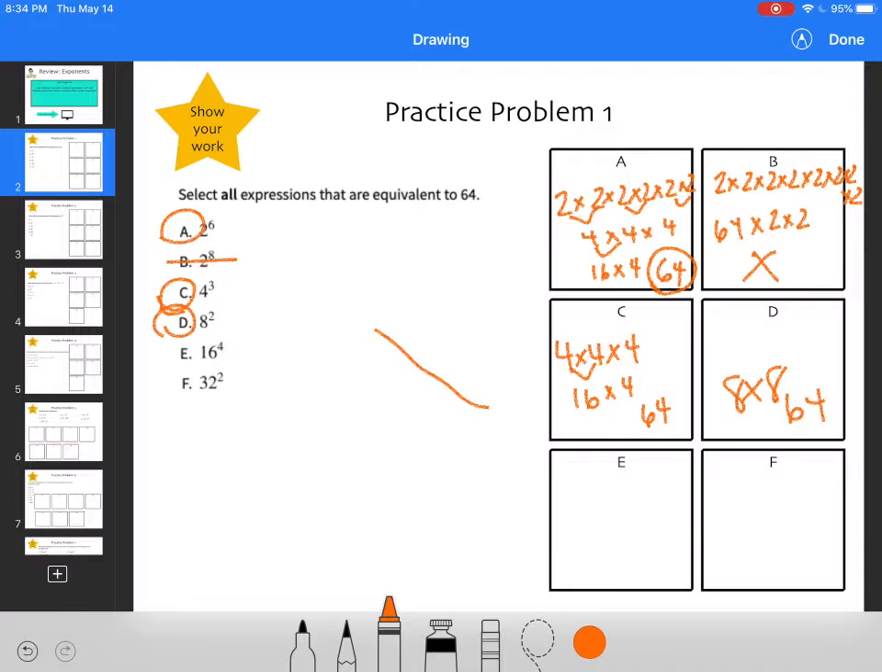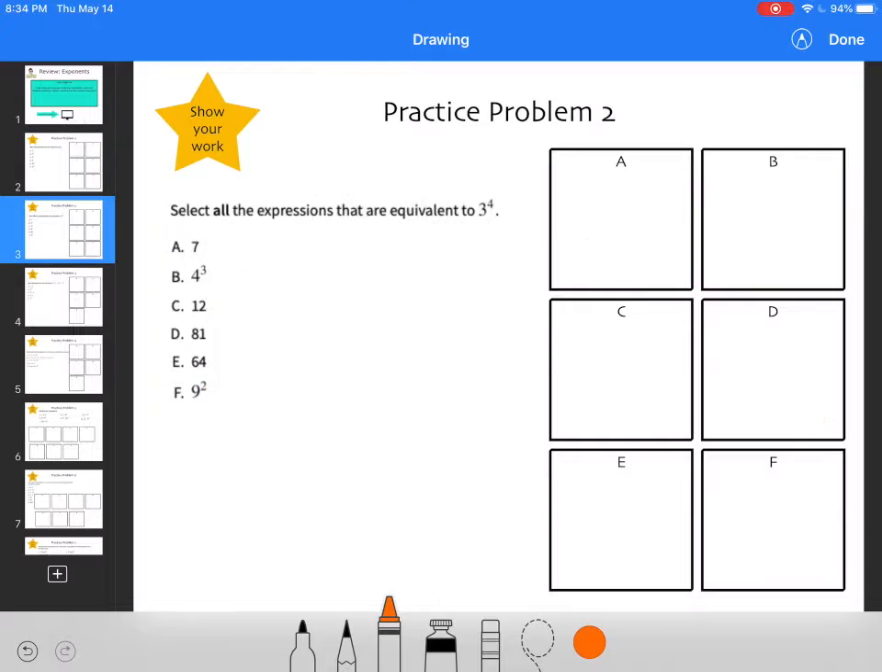16 to the 4th power is going to be 16 times 16 times 16 times 16. That's going to be huge. So E is out. 32 times 32, that's again going to be huge, so that one's out. So you should have had A, C, and D.